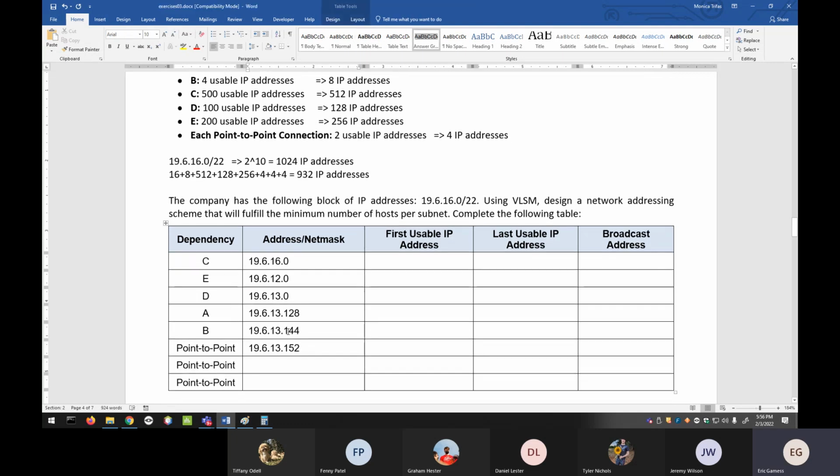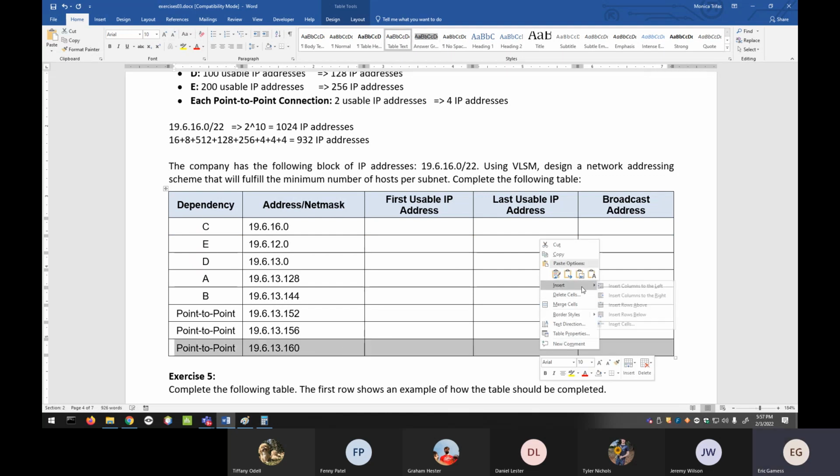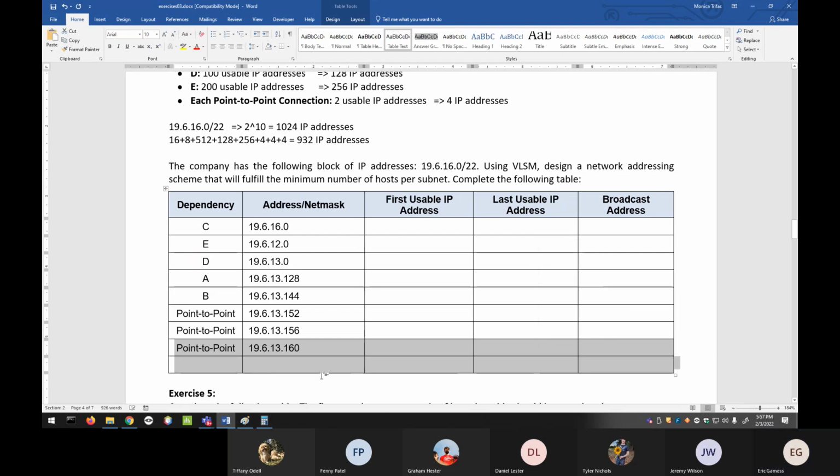The first point-to-point has 4 IP addresses. So the second point-to-point will start where? 152 plus 4 is 156. The second point-to-point has 4 IP addresses, so 156 plus 4 is 160. Let's say that we have an additional network that does not exist. This network will start where? 160 plus 4, because the last point-to-point has 4 IP addresses, will be 164.